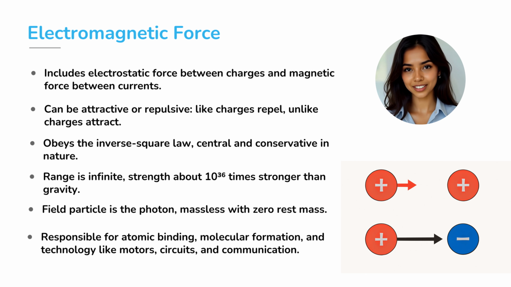Electromagnetic force operates over large distances and is about 10^36 times stronger than gravity. Its field particle is the photon, a massless particle of light. This force binds electrons to nuclei, atoms into molecules, and molecules into matter. From your refrigerator magnet to the lightning bolt in the sky, electromagnetism is at work.